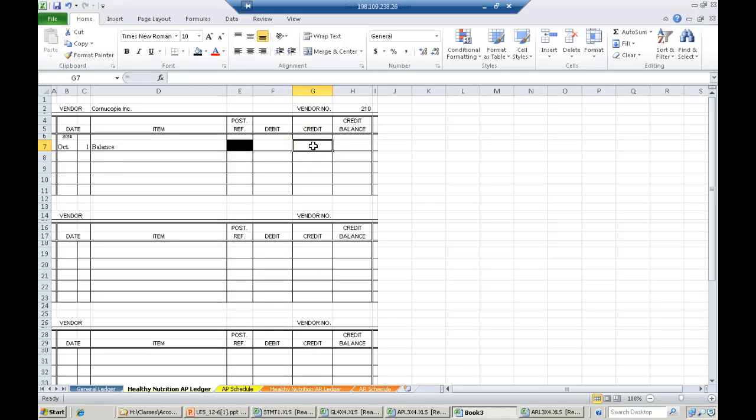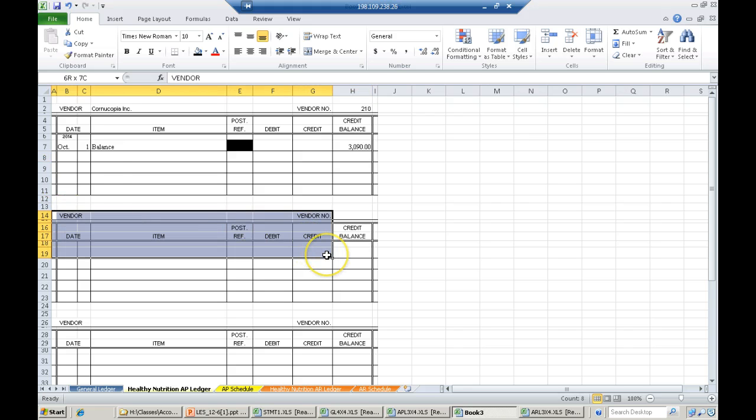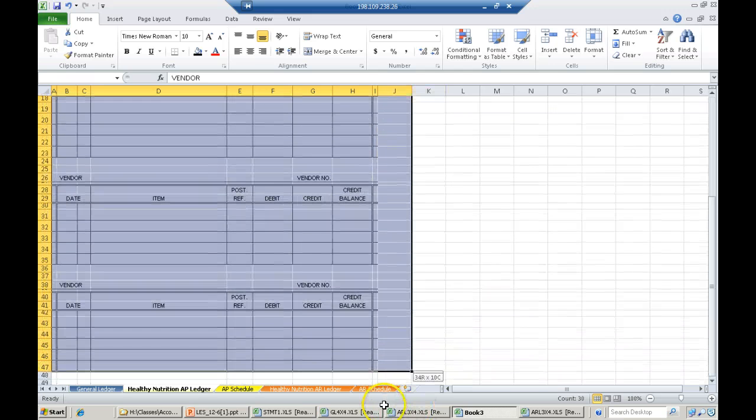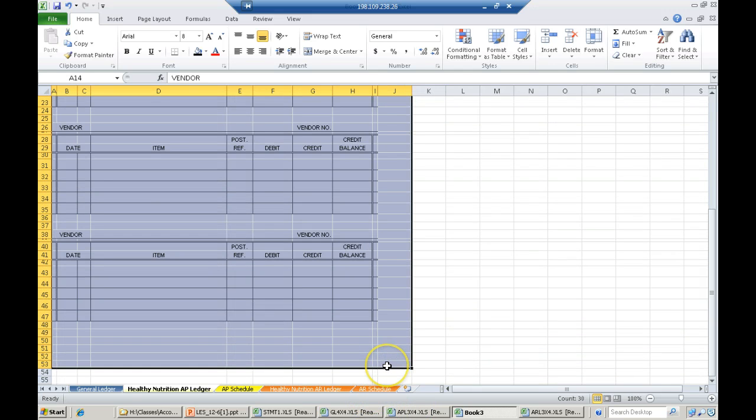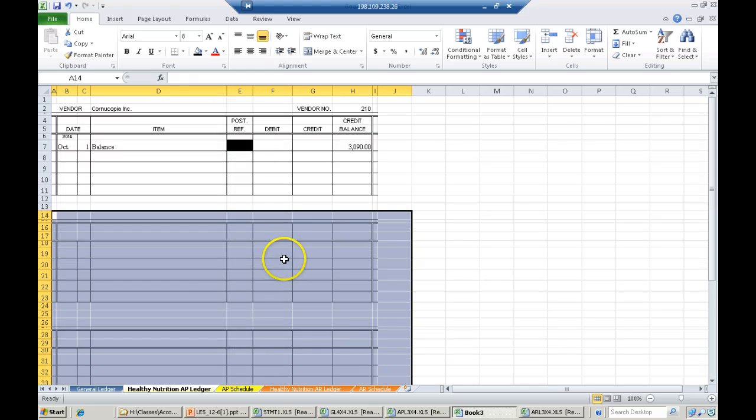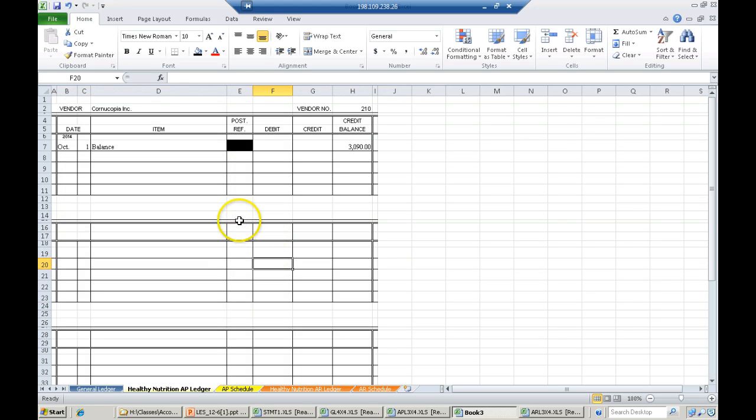Actually, we're going to put it right here for a balance. Now watch real close. I'm going to make this real easy for you guys. I want you to delete everything from here down. So from A14, scroll your mouse down or select all this, and let's hit delete. Now watch what I want to do. We're going to make this real simple for you.